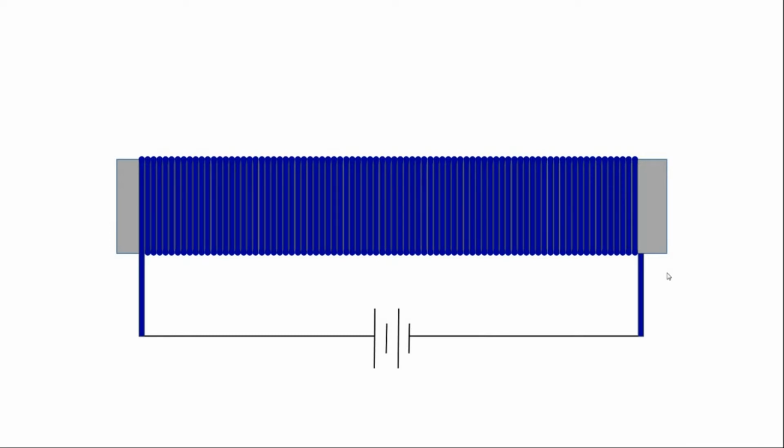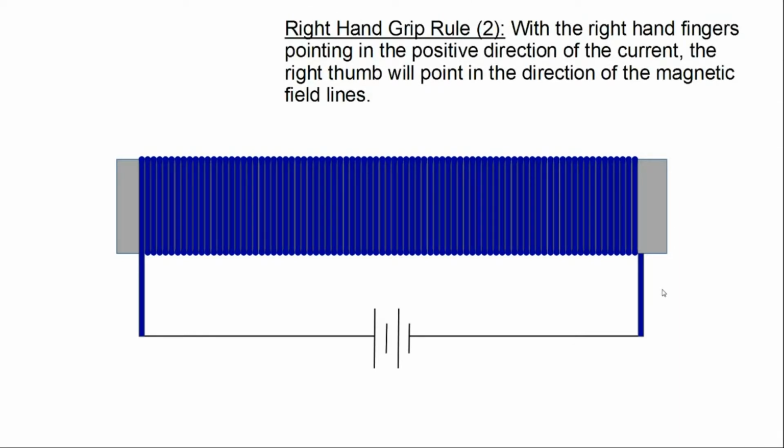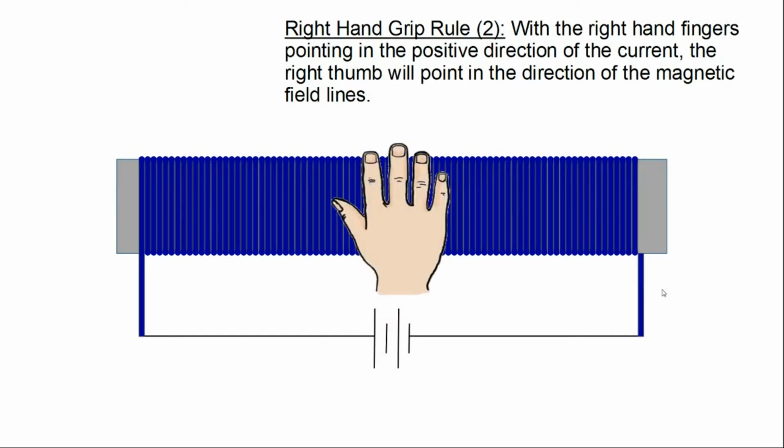So now if I come back to my electromagnet here, we're going to apply the second rule of the right-hand grip rule. If I place my hand with the fingers pointed in the direction of the current flow, so we're just kind of reversing what we did before, we're going to point our fingers in the direction of the current flow. The thumb is going to point in the direction that the magnetic field lines are going to be moving. So here I have my fingers pointed in the direction of current flow.